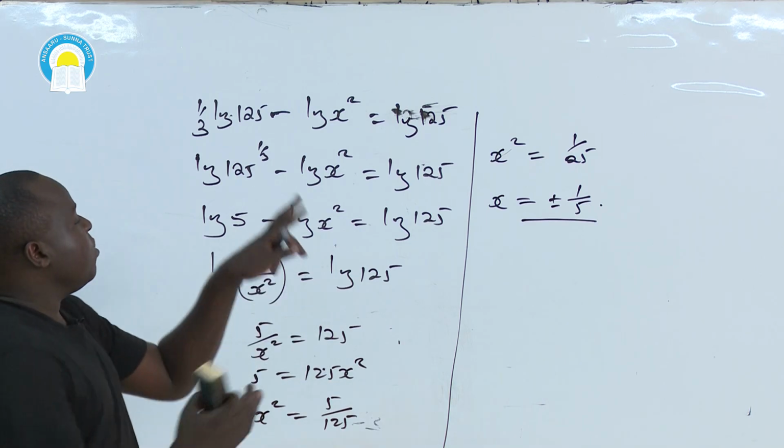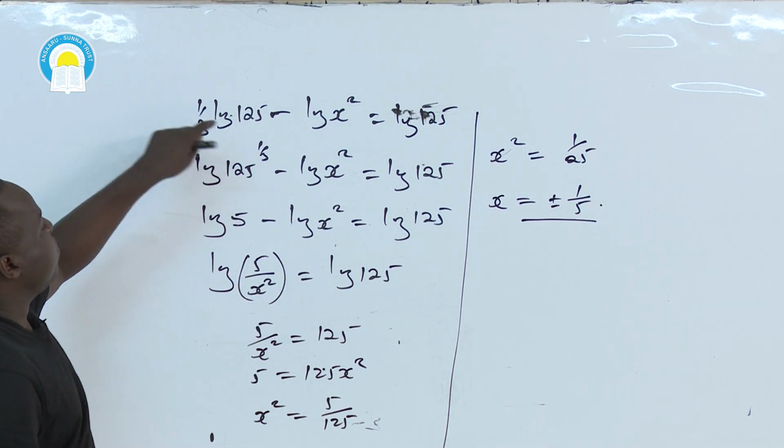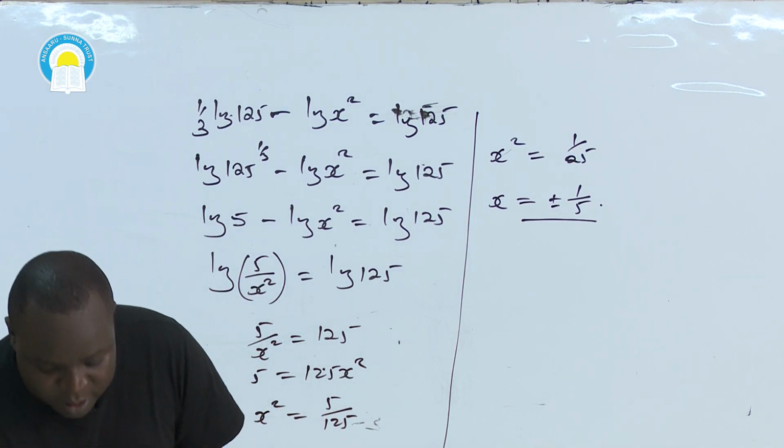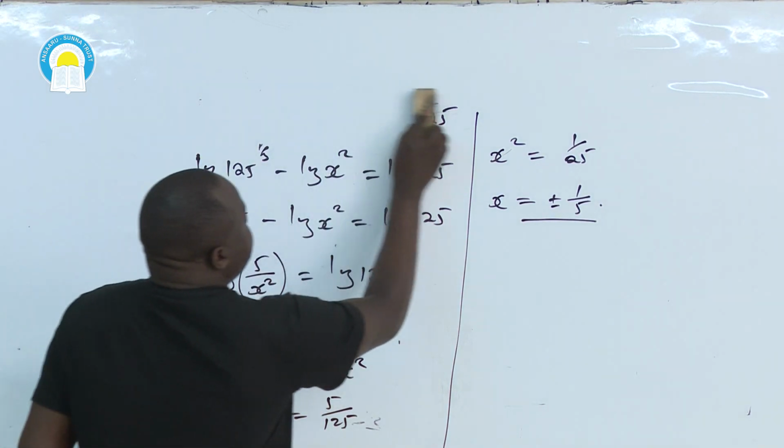Okay, next example. The new thing I brought in is, for this question, there was a coefficient, unlike the first one. So the third example, consider the third example.